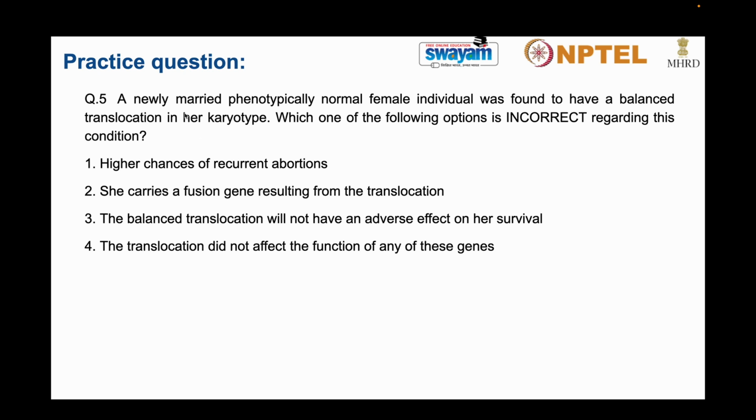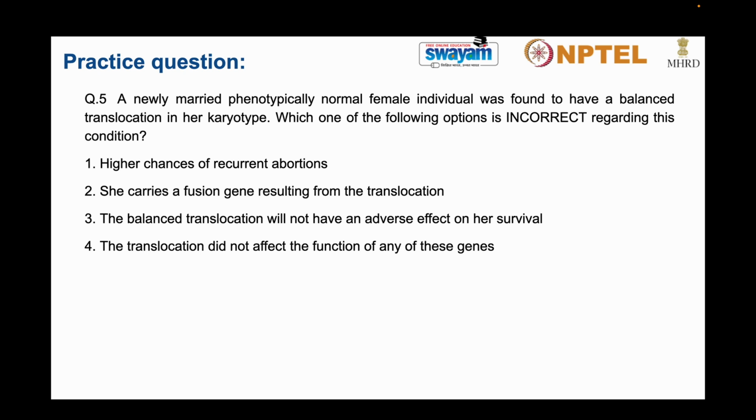This question says, a newly married, phenotypically normal female individual was found to have a balanced translocation in her karyotype. Which one of the following options is incorrect regarding this condition? So now they are saying that the female is normal and there is a balanced translocation. In the previous session also, many students asked me, ma'am, if there is a balanced translocation, will it cause any disease or will it always be safe? Or if there is an imbalanced translocation, is it always harmful, or could it sometimes be silent and not affect an individual? So with this question you'll get a bit of clarity about this. So let's look at its options.